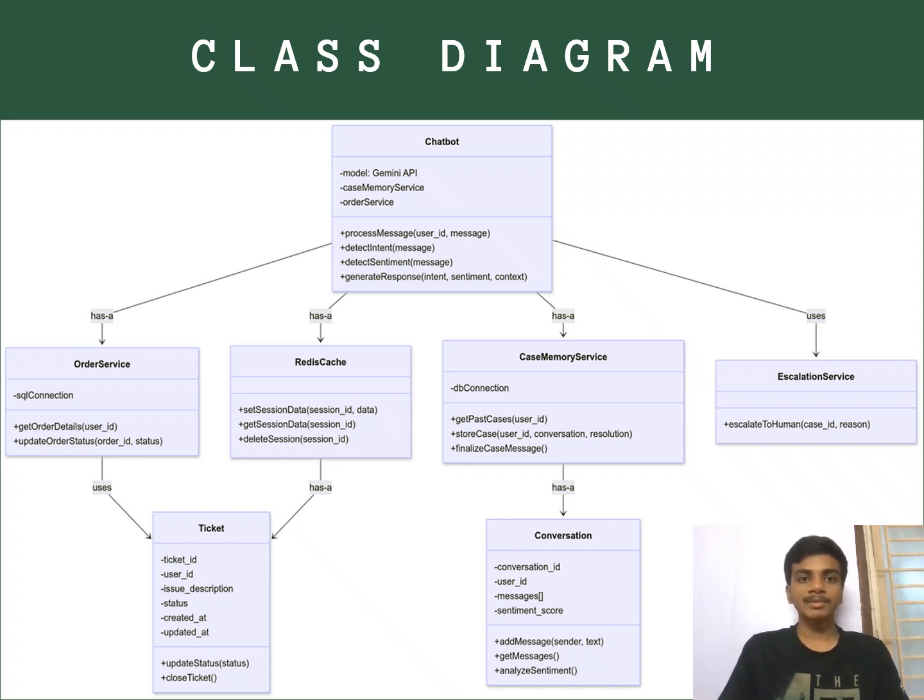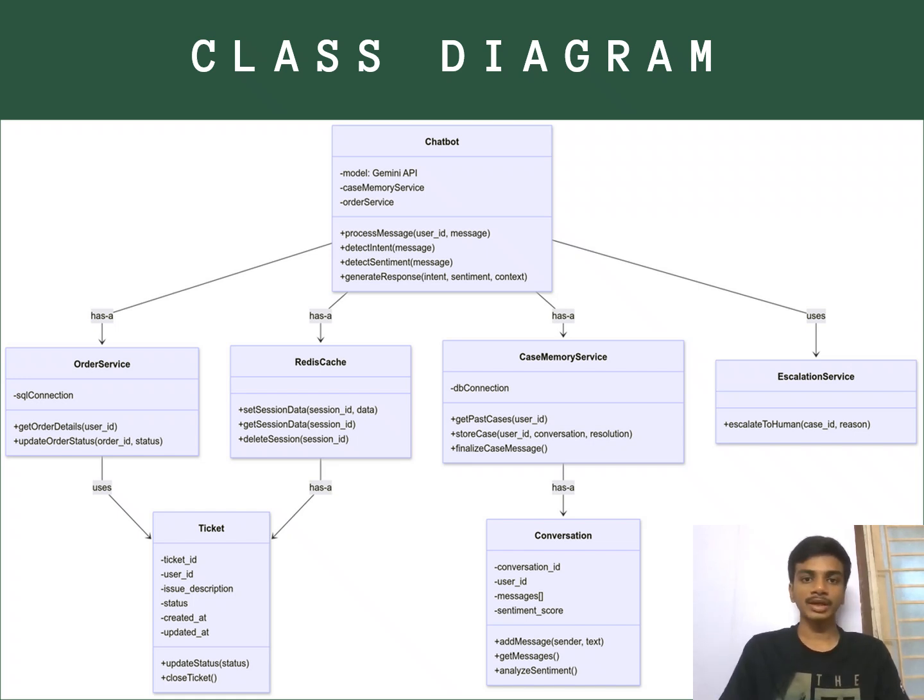Next is the customer case memory service. The case memory service is responsible for remembering past interactions. It stores cases, retrieves past cases for a user, and finalizes the case once a query is resolved. Next is the escalation service. When the chatbot can't handle a query, the escalation service sends the case to a human agent with all relevant details so that the customer doesn't have to repeat themselves.